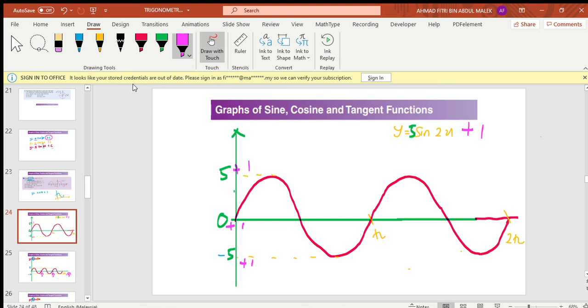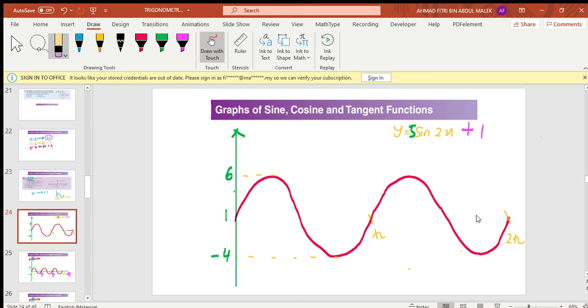So it will plus by 1, here also plus by 1, here also plus by 1. So if I erase all this, I plus by 1. So 5 just now plus by 1, I will get 6. 0 plus by 1 is 1, and negative 5 plus by 1 became negative 4. So this won't be my x-axis now. So my x-axis is here.